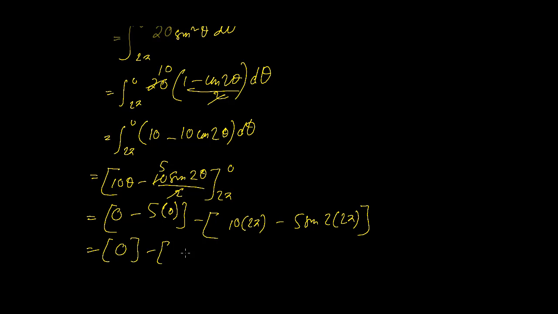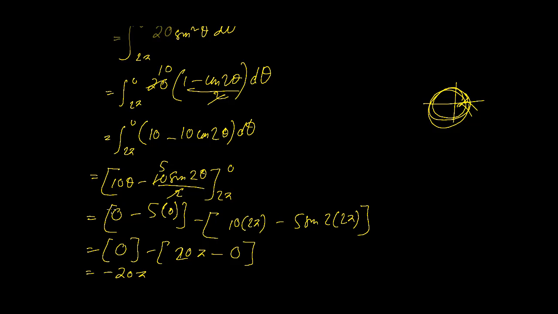So this is minus 5 times 10, 10 times 2 pi is 20 pi, minus sine 4 pi. Now it doesn't matter whether it is 2 pi or 4 pi, it is just rotating. So sine 2 pi is 0, that means sine 4 pi would also be 0. So the answer is minus 20 pi.